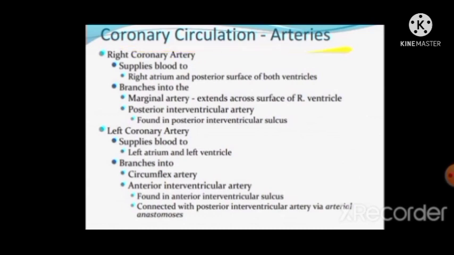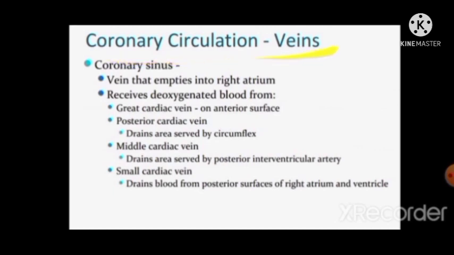Coronary circulation arteries. The right coronary artery supplies blood to the right atrium and posterior surface of both ventricles. It branches into the marginal artery, extended across the surface of the right ventricle, and the posterior interventricular artery, found in the posterior region. The left coronary artery supplies blood to the left atrium and left ventricle. It branches into the circumflex artery and the anterior interventricular artery, found in the anterior interventricular sulcus and connected with the posterior interventricular artery via arterial anastomoses. Coronary circulation veins carry deoxygenated blood towards the right atrium.